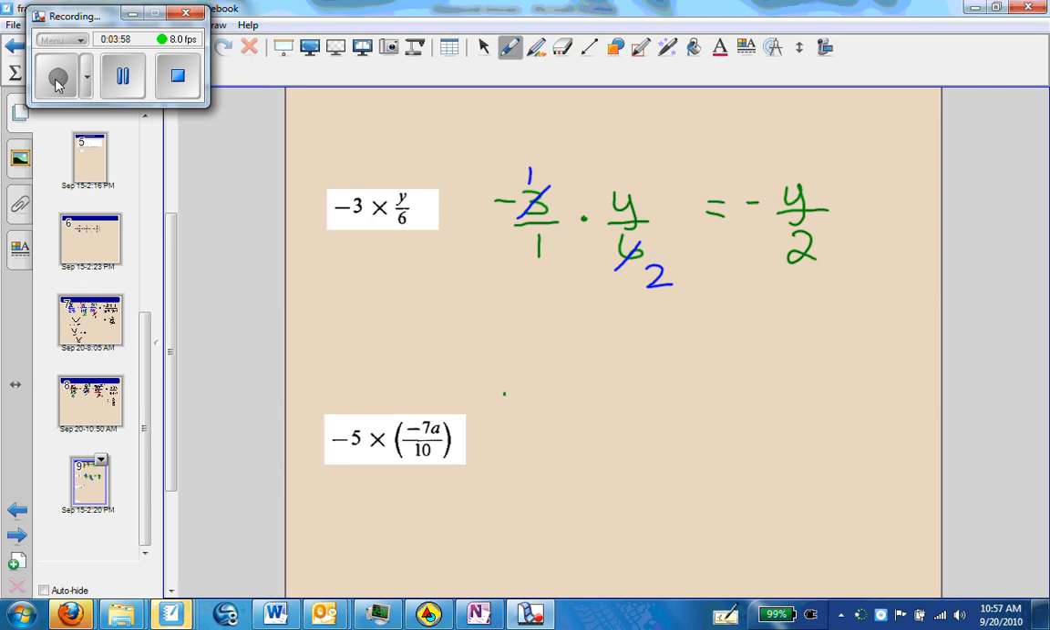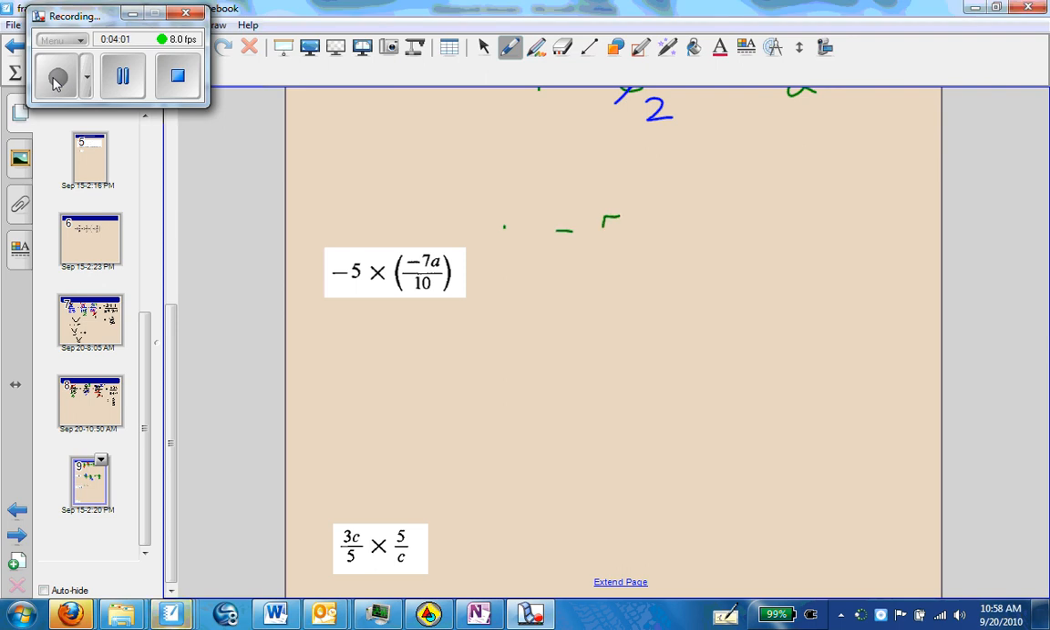With me? All right, here we end up with negative 5 over 1 times negative 7a over 10. We can cross-cancel the 5 and the 10. We multiply straight across, and we end up with 5 times 7 is 35, times a is just 35a. 1 times 2 is 2. We have a negative fraction times a negative fraction, which equals a positive fraction. Oh, I'm sorry, the 5 was canceled. And so that is actually 1 times 7a, so that's just 7a. So 1 times 7a is 7a, 1 times 2 is 2, negative times negative is a positive.